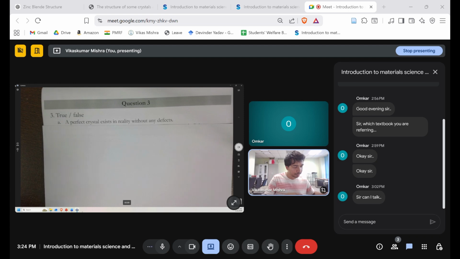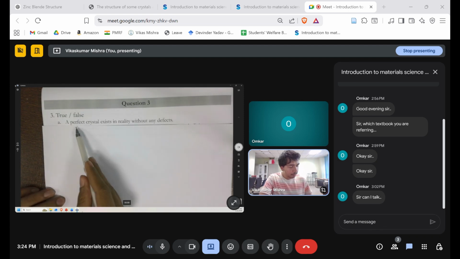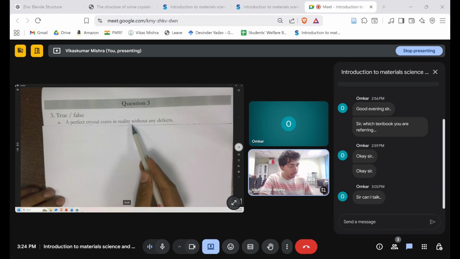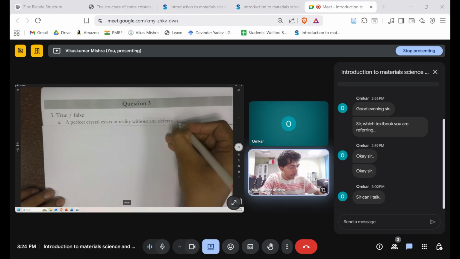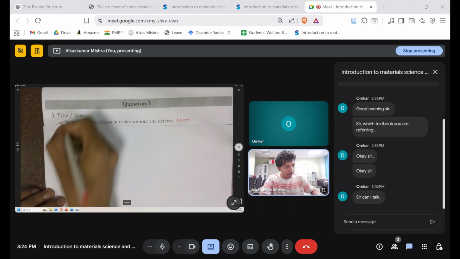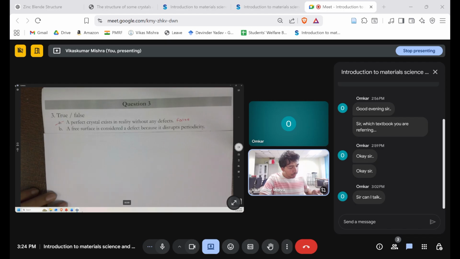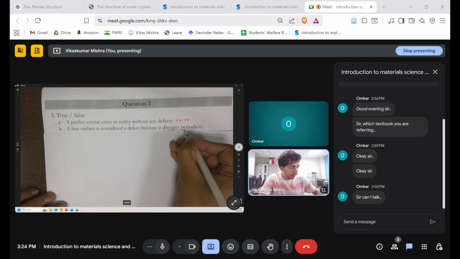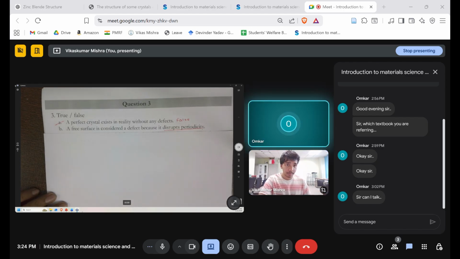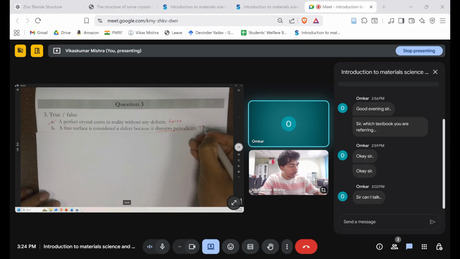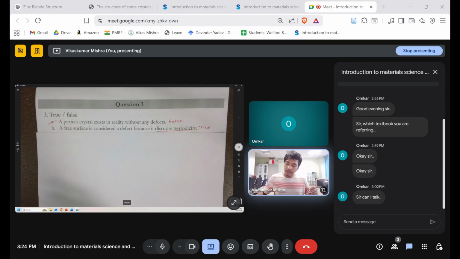We'll solve it one by one. True and false: a perfect crystal exists in reality without any defect. False. Just now we saw that a defect will always be there. Let's move ahead. A free surface is considered a defect because it abrupts the periodicity. True, because it is disturbing the periodicity.